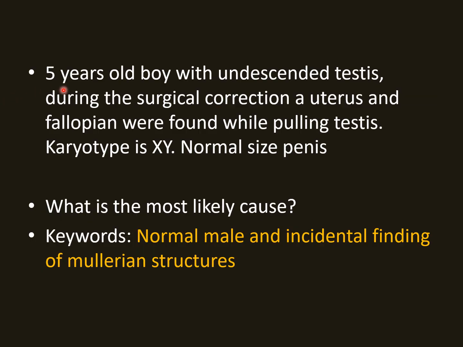Another case scenario, this is a 5-year-old boy with undescended testes. During the surgical correction, a uterus and fallopian were found while pulling the testes. Karyotype is XY, normal size penis. What is the most likely cause?